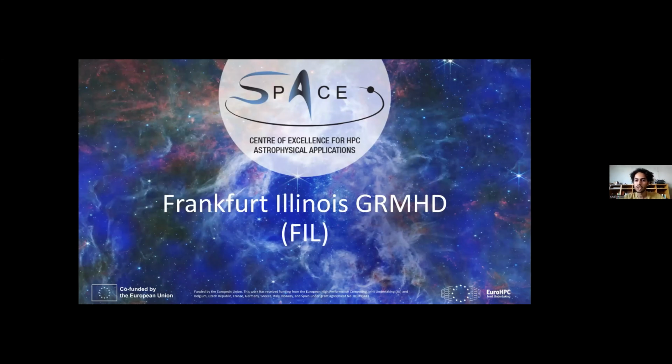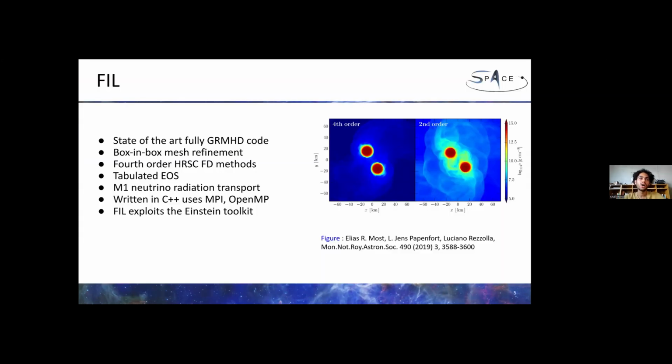So I'm just going to go on to FIL now. So like I said, Georgie will talk about BHAC. And FIL stands for the Frankfurt, Illinois GRMHD code, where GRMHD stands for General Relativistic Magnetohydrodynamics. It's a fully state-of-the-art GRMHD code, and it fully evolves the space-time. It uses box-in-box mesh refinement, fourth order, high-resolution shock-capturing finite difference methods. It uses tabulated equations of state.